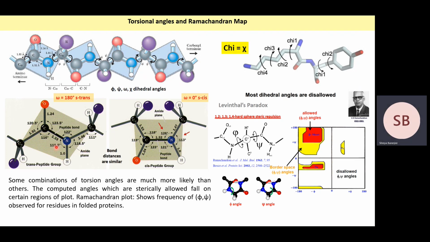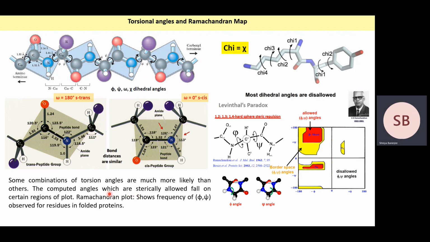This can be 180 degrees as shown here, and that is called an S-trans conformation, or it can be 0 degrees as shown here, and that is called an S-cis conformation. The chi dihedral angle is the dihedral angle associated with the side chains.